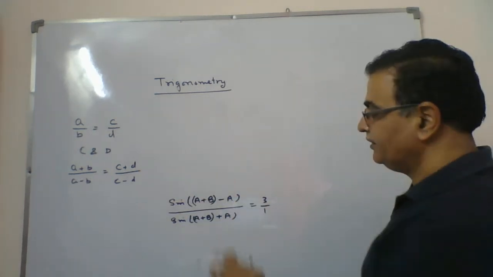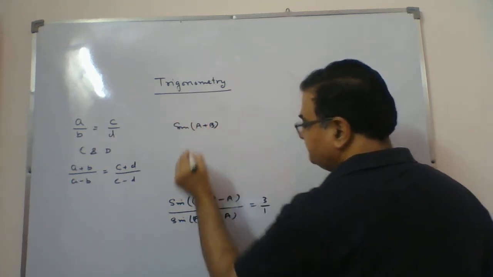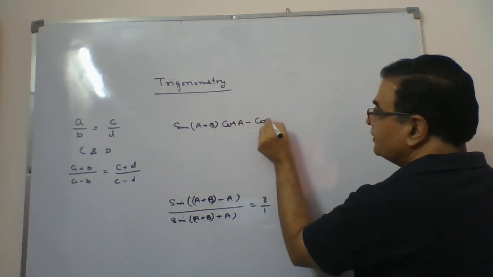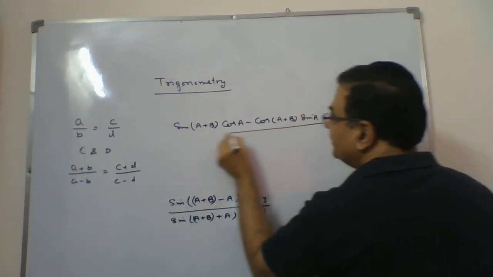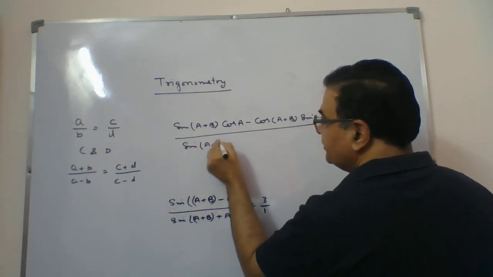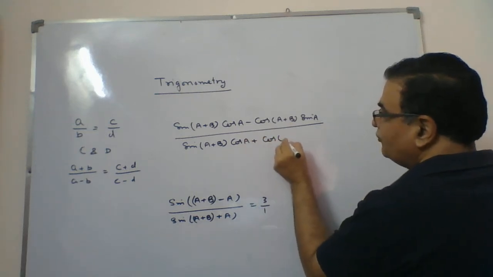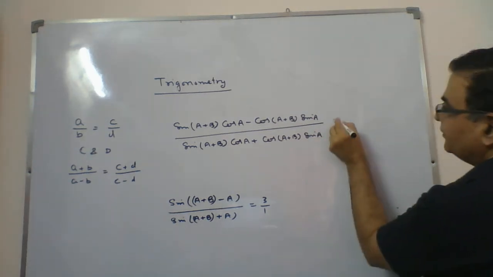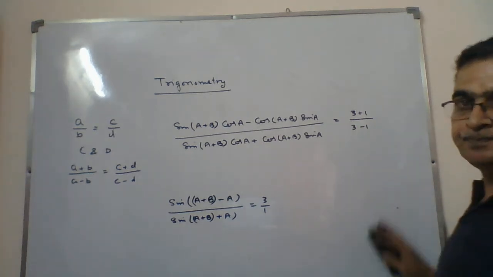So first we will apply this formula. What does the formula say? Sine of (A plus B) into cos of A minus cos of (A plus B) into sine of A, divided by sine of (A plus B) into cos of A plus cos of (A plus B) into sine of A. And this comes out to be 3 plus 1 by 3 minus 1.